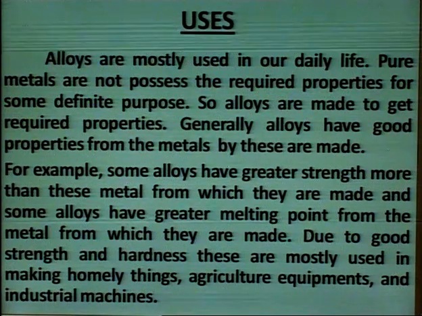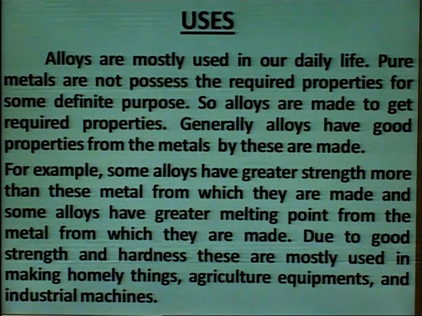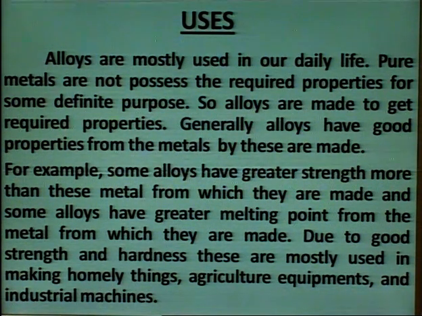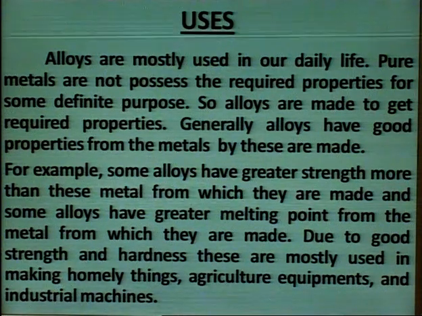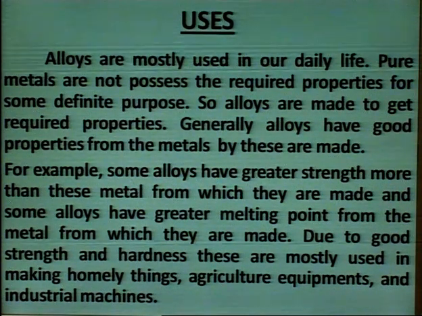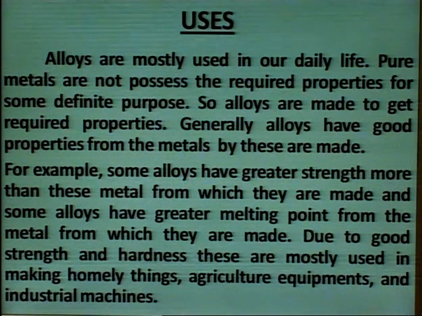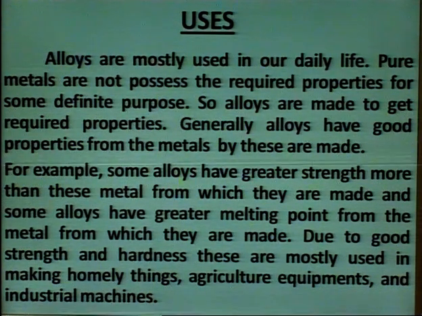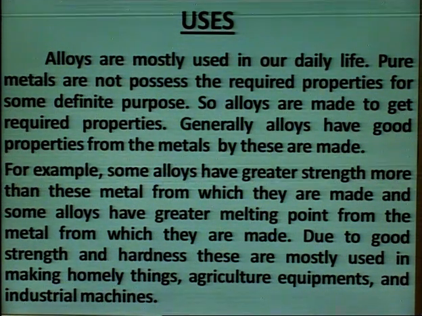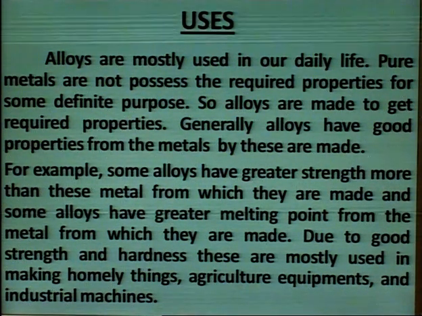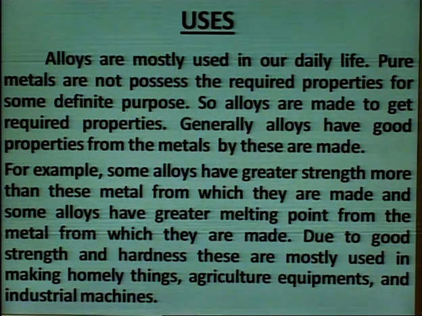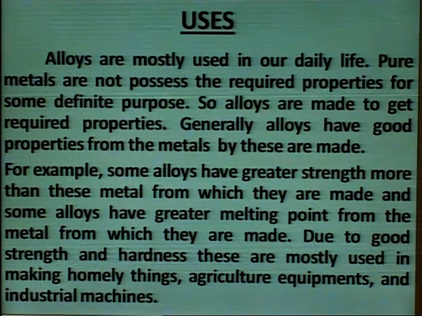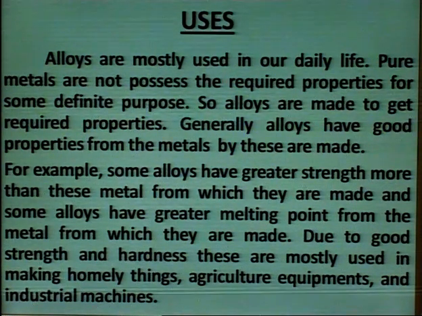Generally, alloys have better properties than the metals from which they are made. For example, some alloys have greater strength than those metals from which they are made, and some alloys have greater melting points than the metals from which they are made. Due to good strength and hardness, these are mostly used in making homely things, agriculture equipment and industrial machines. Rust free material is also obtained from the alloys.